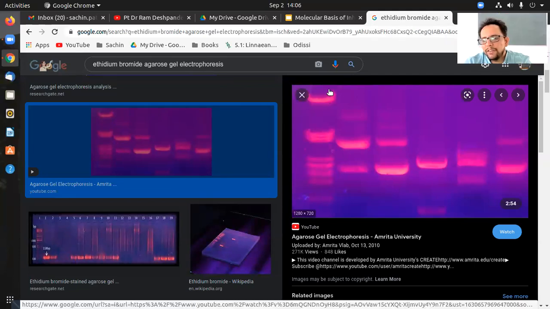So heavier particles will travel less. Let's say this gel is run for 1 hour. Heavier particles will only travel this much distance. These are all heavy ones. These ones will be a little heavy. These ones will be lighter, and this will be the lightest one in terms of weight.